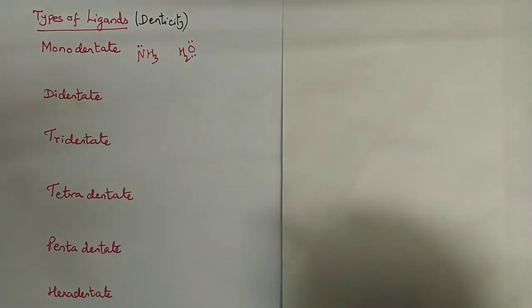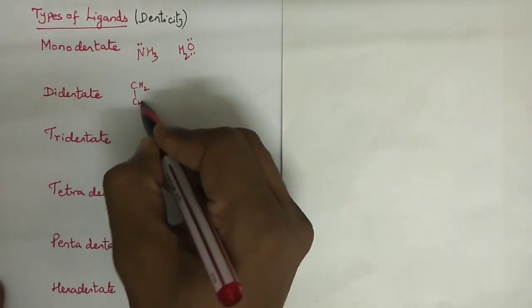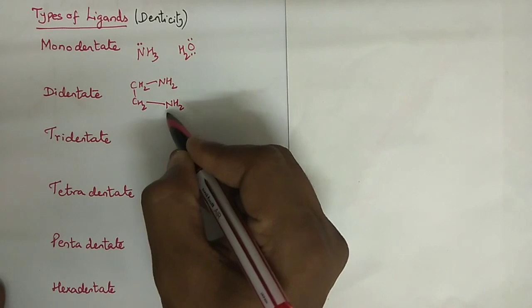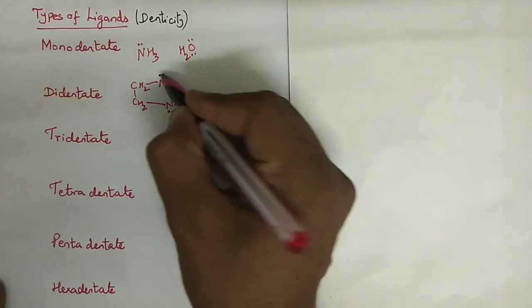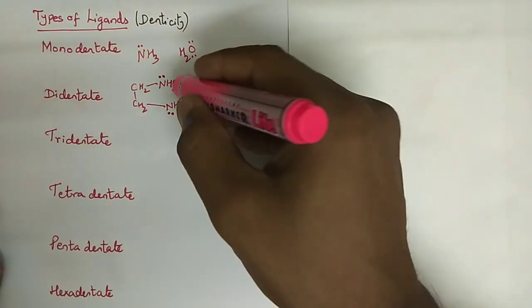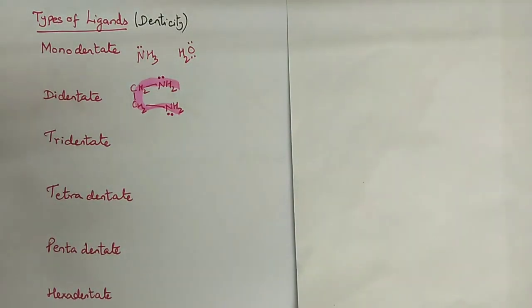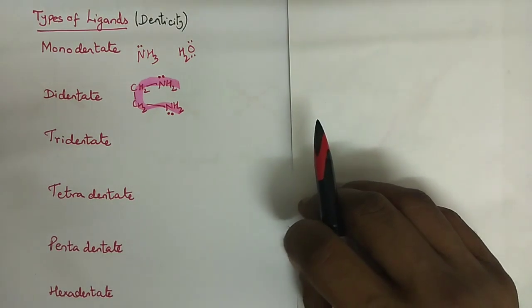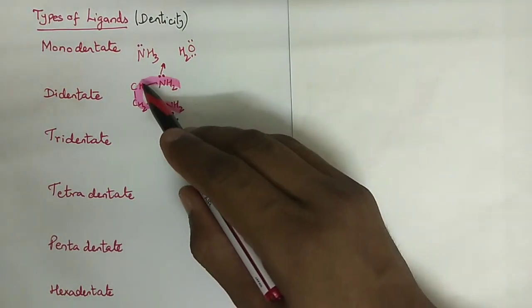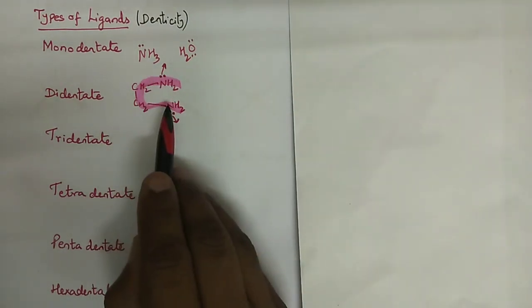Now for didentates. Let us have this molecule, CH2, and here I am going to combine an amine group. Here is also an amine group, and there you can see the lone pairs. Focus on lone pairs, please. This whole thing is a single molecule. Now, in this single molecule, how many lone pairs can be donated? We have two lone pairs. Such molecules are called didentate molecules, which have the capacity of making two coordinate bonds.